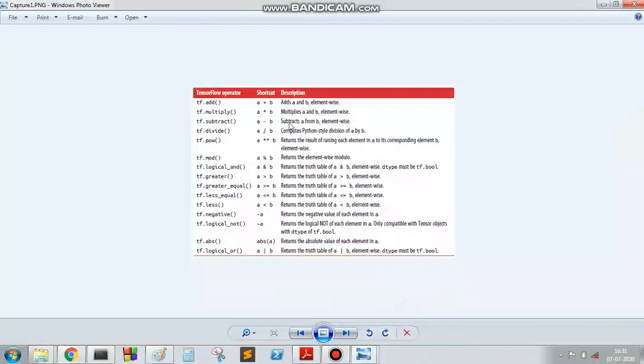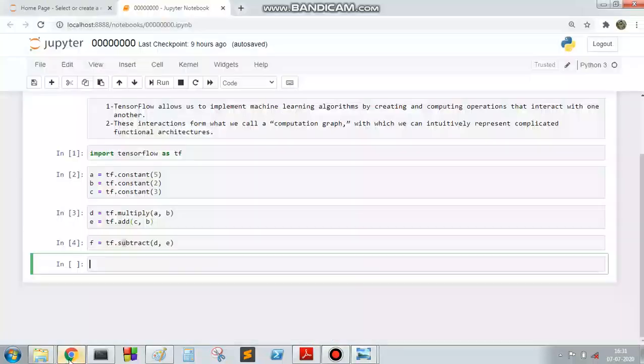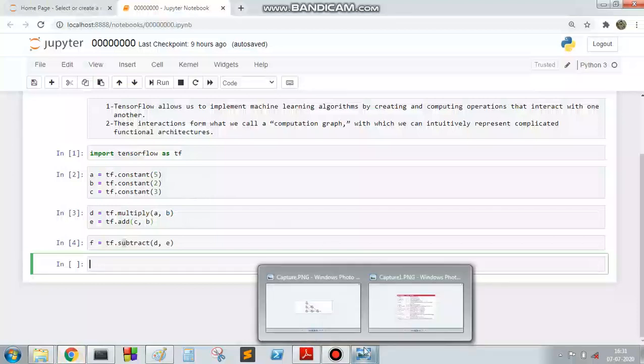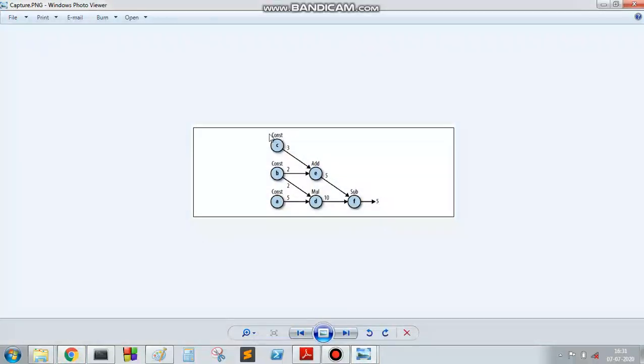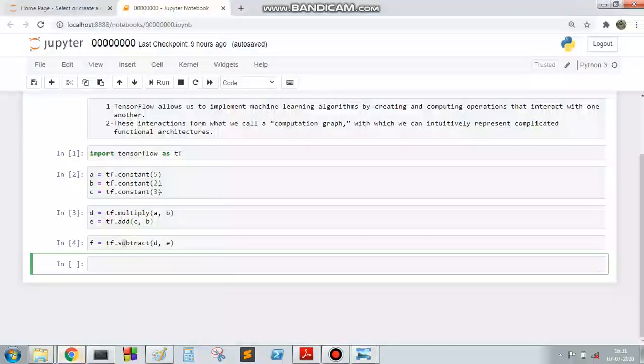Now check what different operations are actually present. These are the operations. Addition adds A and B element-wise. Likewise, this is power, this is modulo, this is less than or equal. So these are some operations in TensorFlow. Here we have successfully created the particular graph taken from this figure, in TensorFlow language. So we are done with the computational graph.